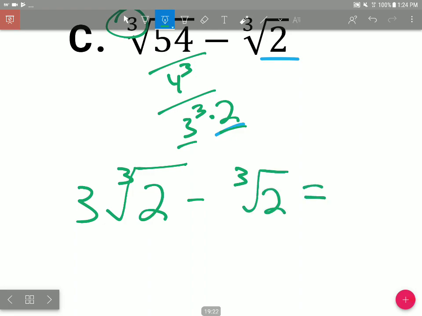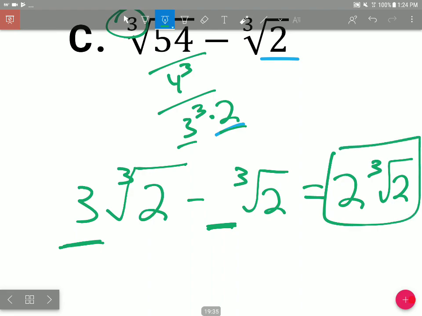Which is what? Three minus 1 is just 2, because that is a 1 right there. It is not written, but it is there.